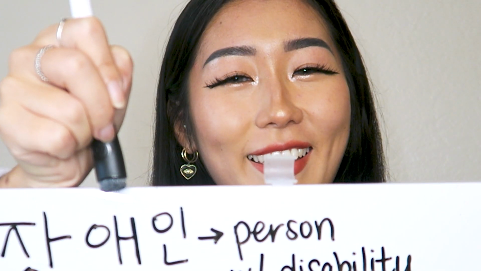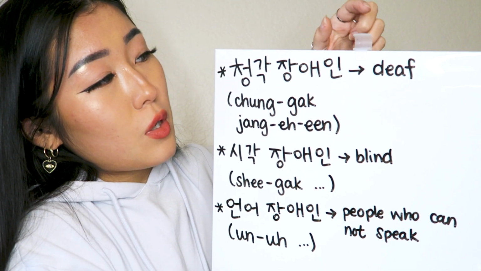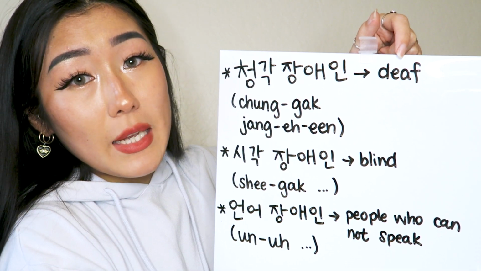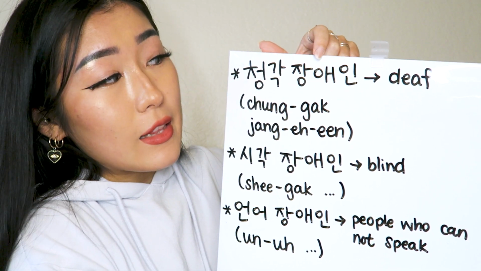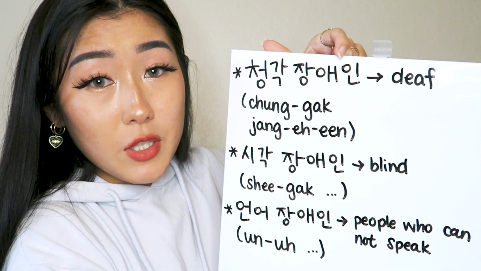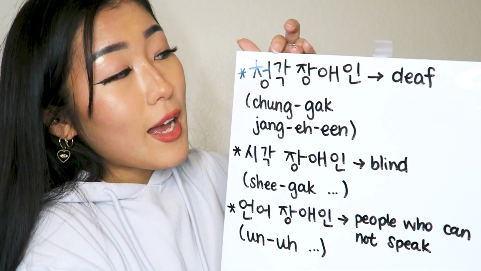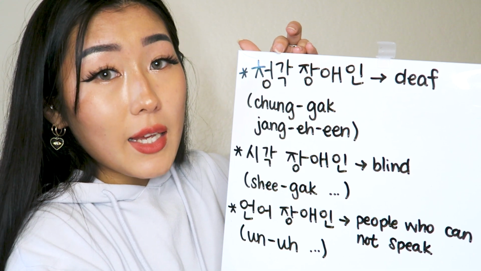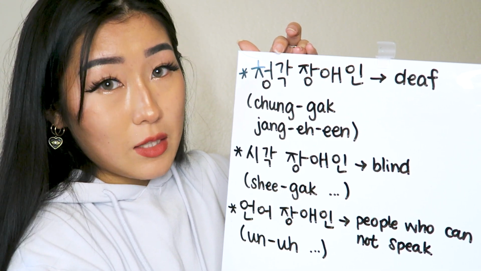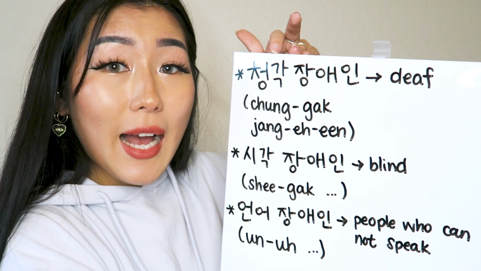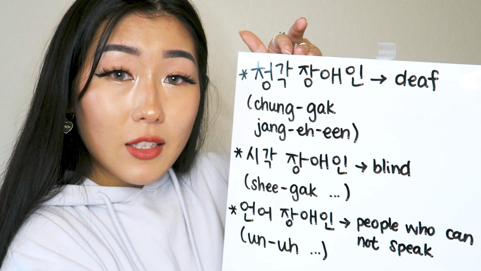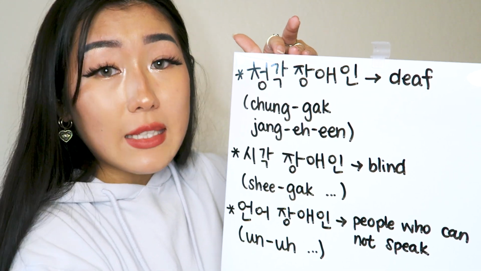Isn't that cool? So to refer to a person who is deaf, you would say 청각 장애인. So we know 장애인, which means person with a disability. 청각, right in front, is going to be what is the specific disability. So that would be 청각 장애인, person who is deaf.